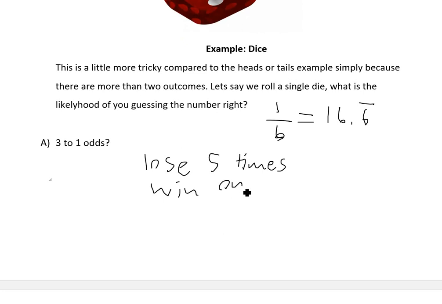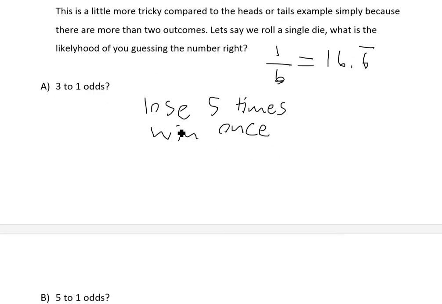Win once. That's what it means when the odds are like that. So 1 out of 6 chance of winning. Out of 6 times, you're gonna win once. You're gonna lose the other 5 times. So if someone gives you 3-to-1 odds, if you guess the right number, that means you're gonna win 3 times your bet. So if you bet $10, you're gonna win 30.